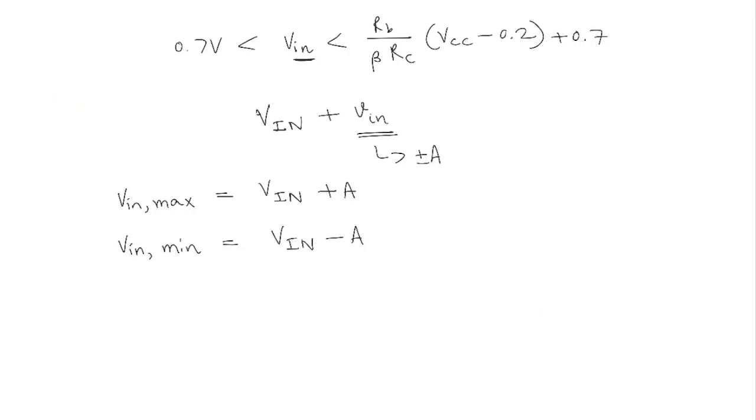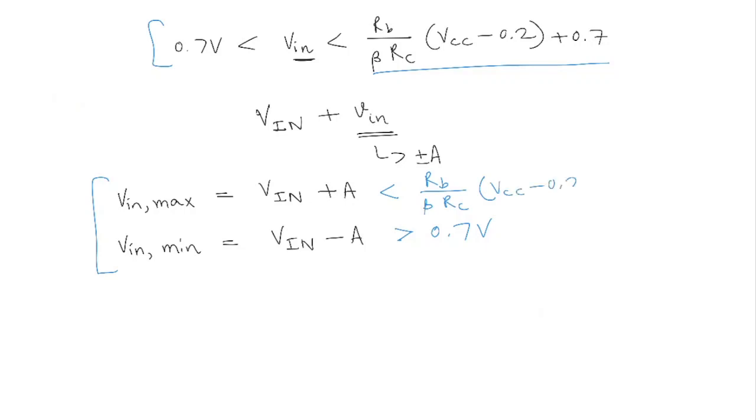If you combine this equation with this equation, what we are basically saying is V in DC minus A should be greater than 0.7 volts, right? And V in max should be less than this term here: RB divided by beta RC, times VCC minus 0.2, plus 0.7. Hopefully that makes sense.